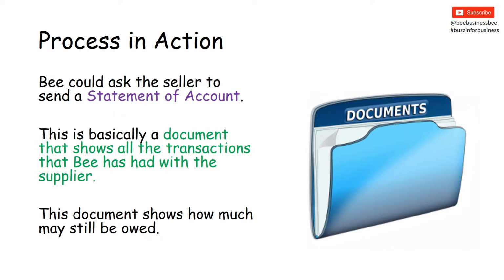And then finally we have what's called a statement of account. This is basically a document that lists all the transactions between B and the supplier. So it would show all the different invoices that have been sent to B, it would show all the different payments that have been made by B, it would show any credit notes that have been received by B, and it will show basically how much credit he might have on his account or how much he still owes his supplier. Now that document is typically held by the supplier and will be sent to B when they request it.